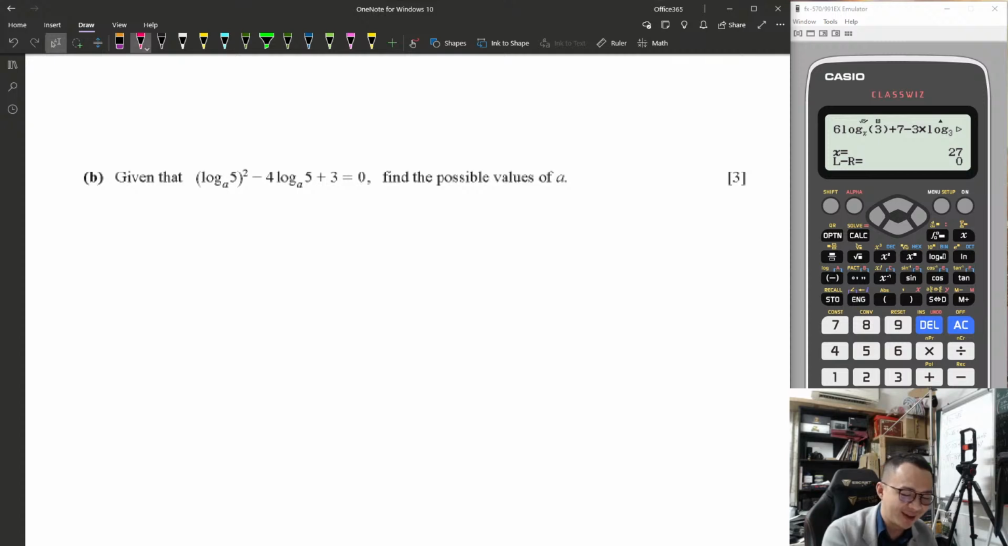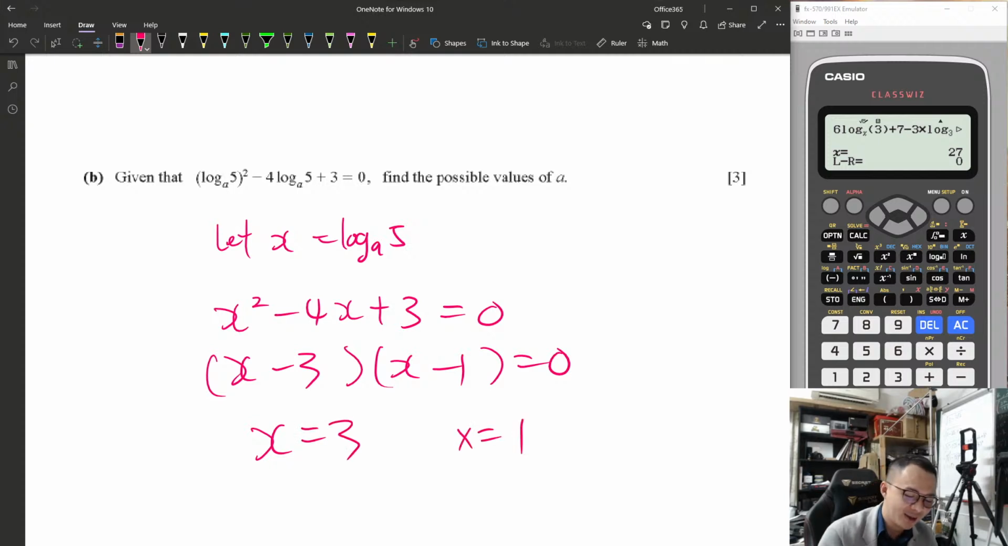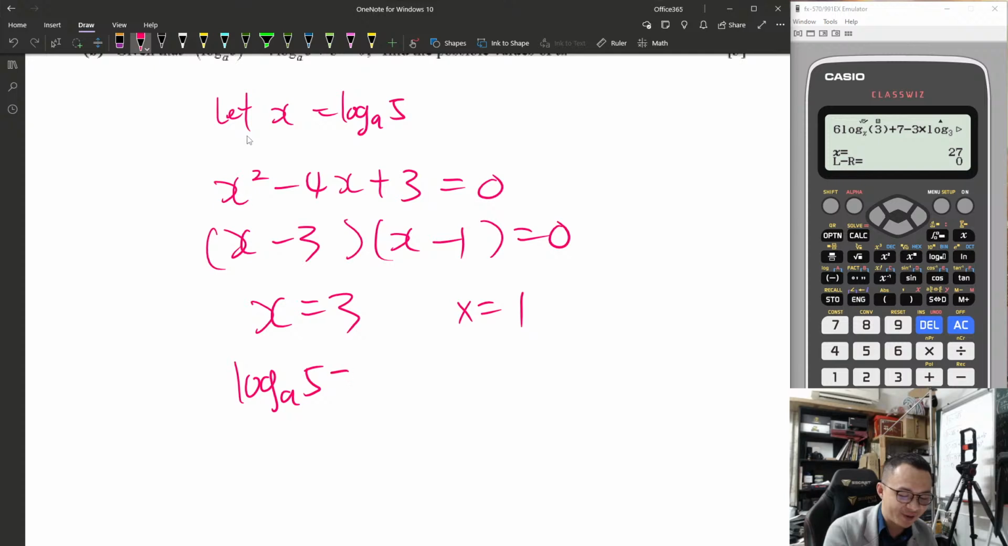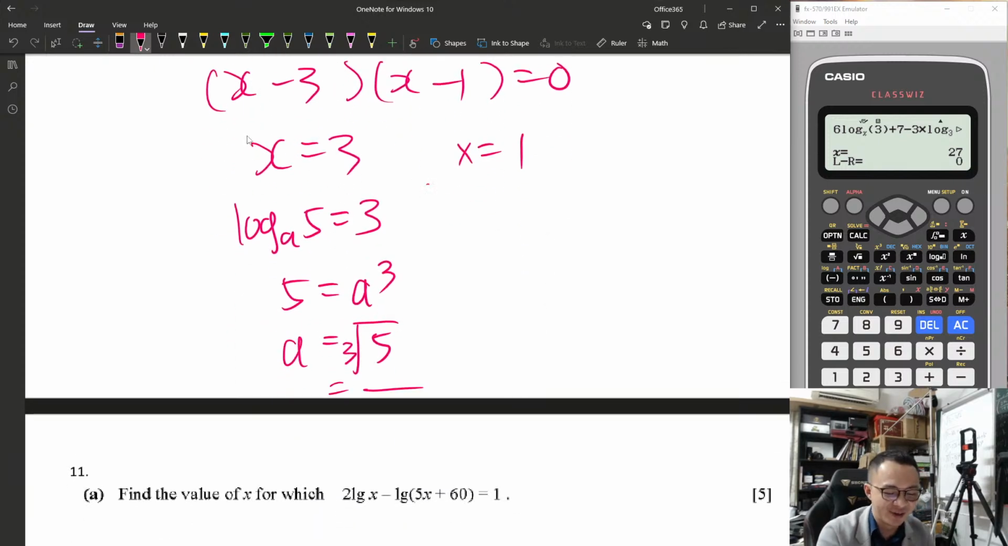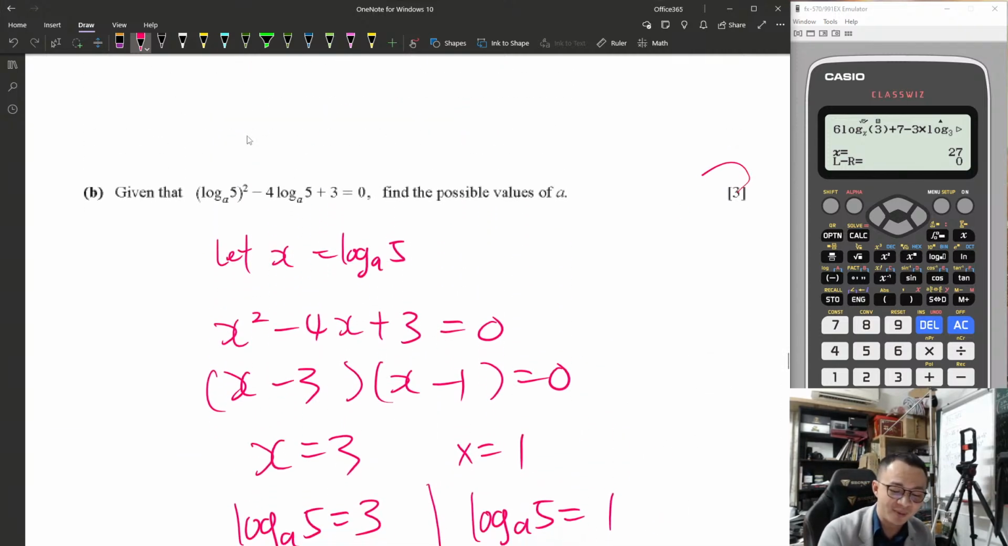If you can't see this quadratic, let x be the whole thing. If you can see it's a quadratic, you can straight away do it without doing the let part. Alright, so this one is x minus 3, x minus 1, x equals to 3, x equals to 1. What is my x? x is log a 5 equals to 3, 5 equals a power of 3, a equals to cube root of 5, which you can type in the calculator yourself. Okay, simple. This is log a 5 equals to 1, 5 equals a power 1, yeah, a is 5. Easy. How many marks for this one? 3 marks. Not too bad.